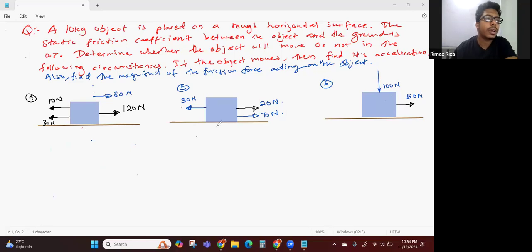Okay, in question number 5, we can see the resultant is here 20 and 70, 90, 90 minus 30. So there is a resultant of 60 Newton. So here we can say the resultant of 60 Newton is smaller than the Fs. Therefore, the friction force is equal to 60 Newton. Will not move.